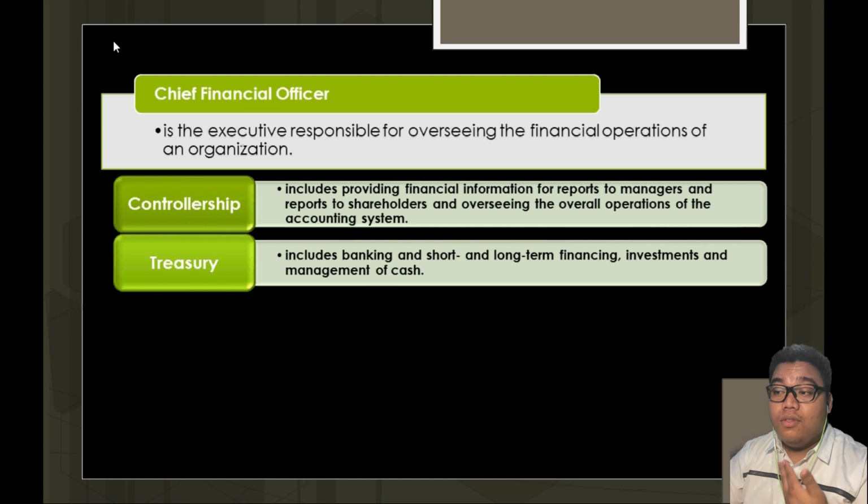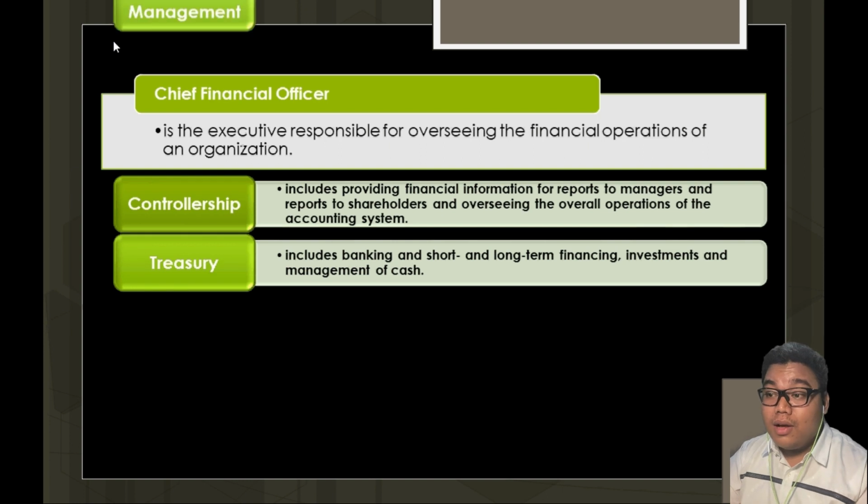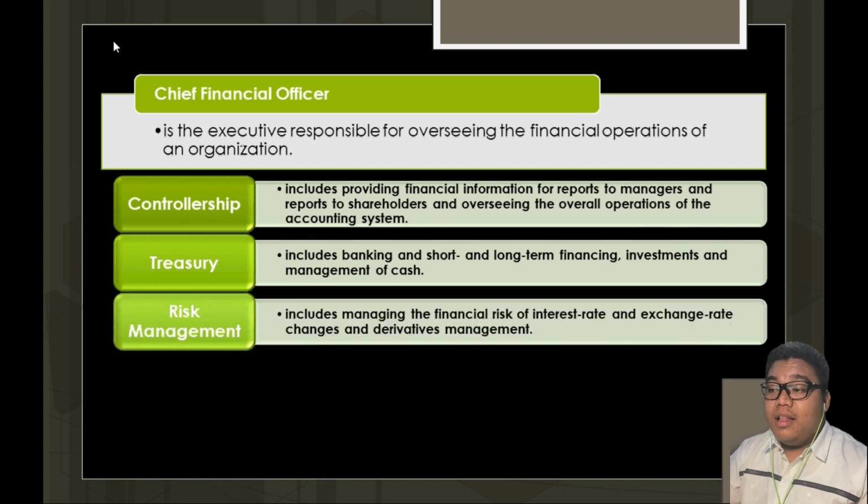So generally, those who are involved in treasury are those involved in keeping cash and releasing it to the public and so on. Risk management includes managing the financial risk of interest rate and exchange rate changes and derivatives management. So under risk management, here we involve borrowings and the credit rating of the organization as well. That is also a function under the chief financial officer because it is monetary in nature.